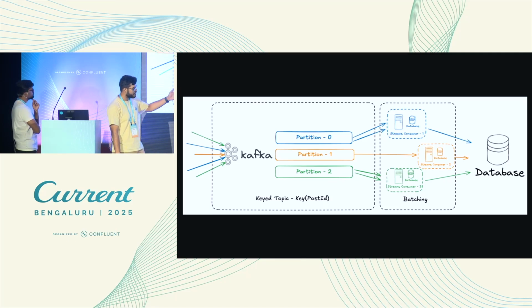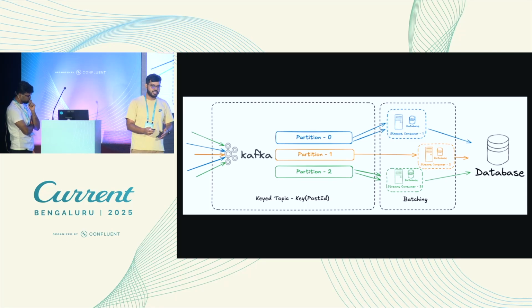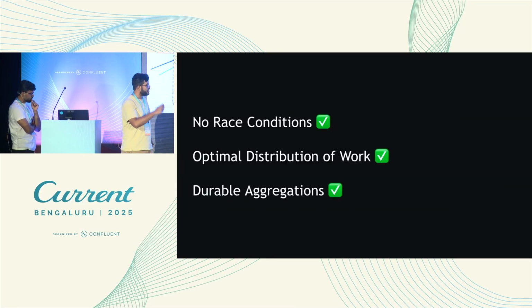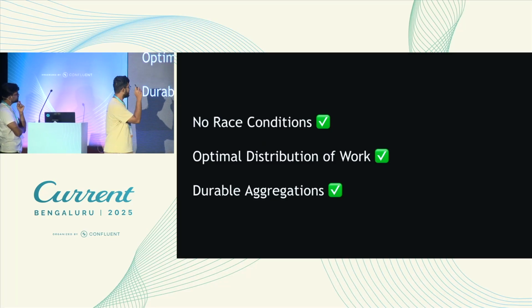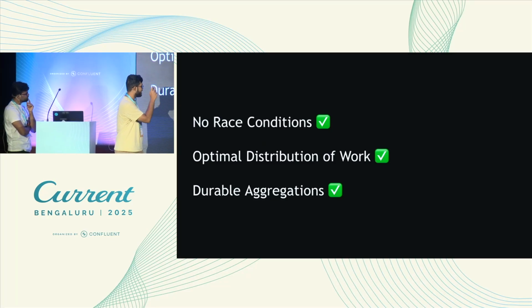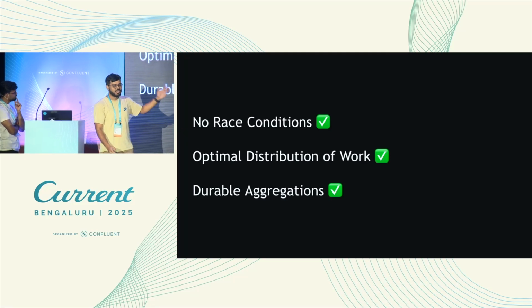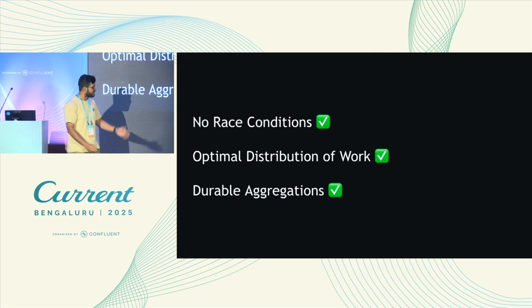If you use Kafka Streams, you can implement batching which is stateful and correct, where even if the server goes down, you would probably not lose data. You can have it operating in exactly once or at least once. Both of them have their own trade-offs, and that is what we tried. So again, with Kafka Streams there will be no race conditions, optimal distribution of work, and then the third point that we added is durable aggregations. Aggregations would not go away even if the pod goes down.